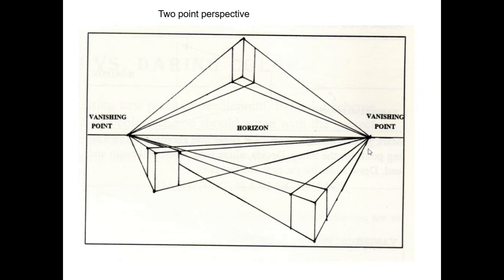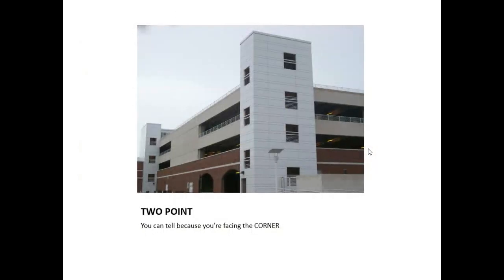So if you think about looking at the corner of the thing, the left-hand wall is going to seem to recede toward a left-hand vanishing point. The right-hand wall will seem to recede toward a right-hand vanishing point. Hence, we call this two-point perspective.